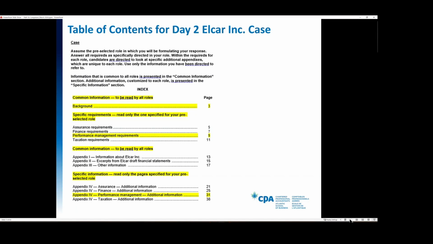Today, I'm going to go through the performance management required for the Elgar case. And then there are also specific appendices for your role. So again, just look at the common information that's for everyone and the role-specific information for your role.